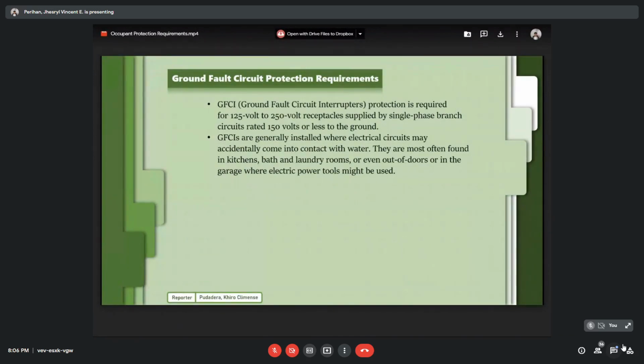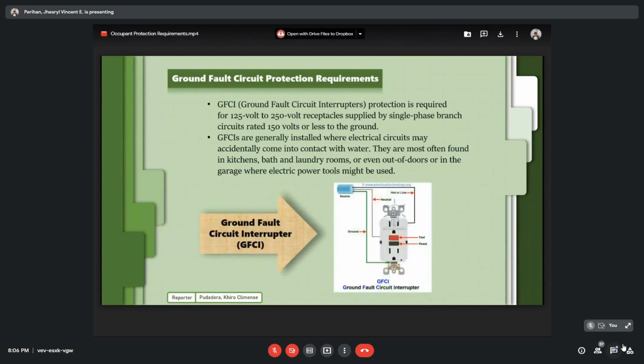or even outdoors or in garages where electric power tools might be used. The National Electrical Code introduced requirements for the use of GFCI in residences in 1973, when it required GFCI protection of outdoor convenience receptacles within 2 meters of grade level. In residential installations, GFCI protection is required at all 125 volt, single-phase, 15 amp and 20 amp receptacles. That was the ground fault circuit interrupter, or GFCI, in the earlier figure. Please take a look at the next video about ground fault circuit interruption so you will know how it really works.